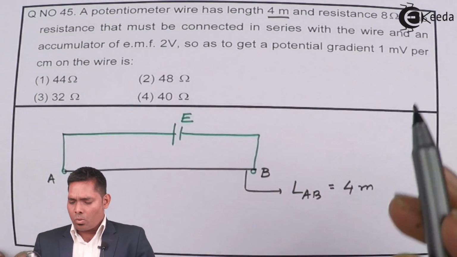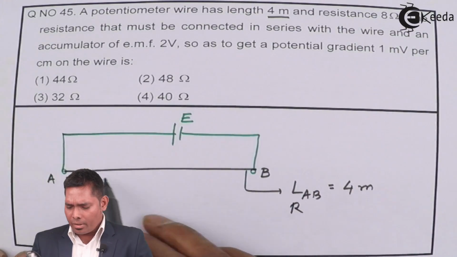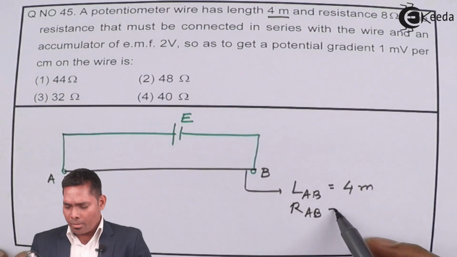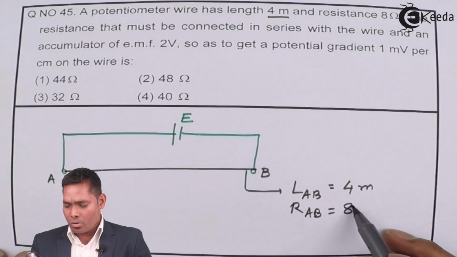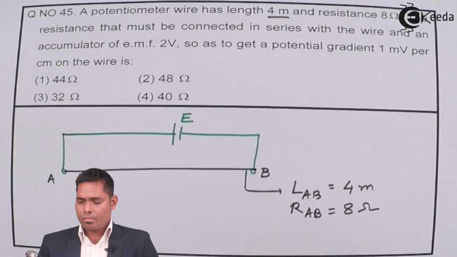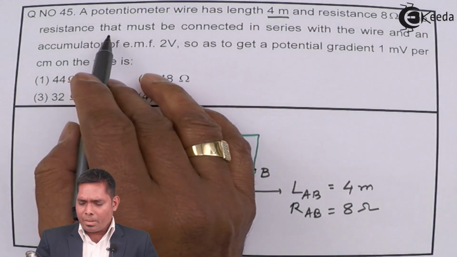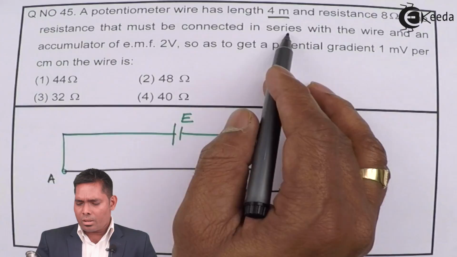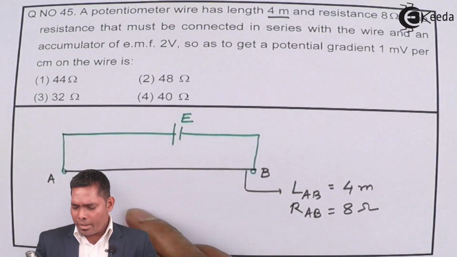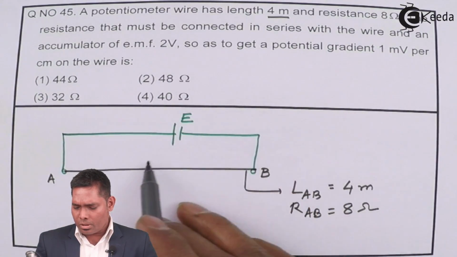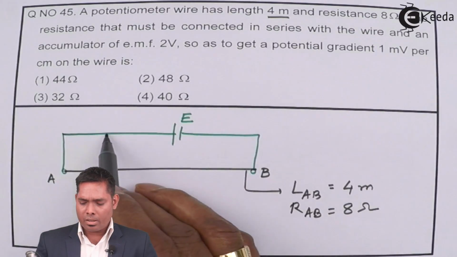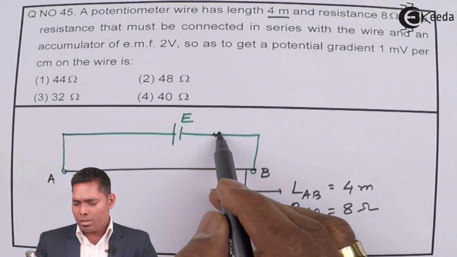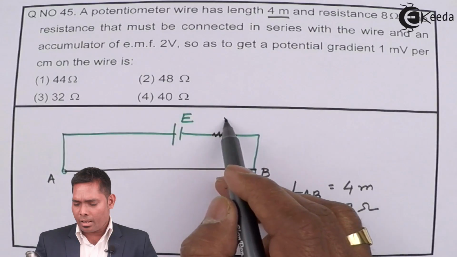The resistance is 8 ohm. So the resistance of this wire AB, RAB, I write as 8 ohm. The resistance that must be connected in series with the wire. With the wire, some resistance is connected in series. So you can connect here, here, anywhere, but it should be in series. Suppose I connect a resistance, say X.